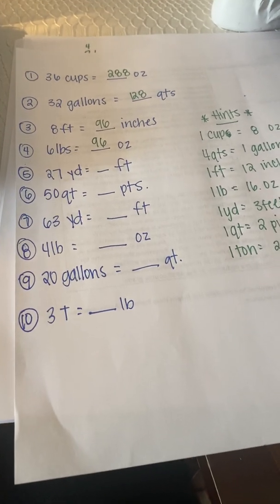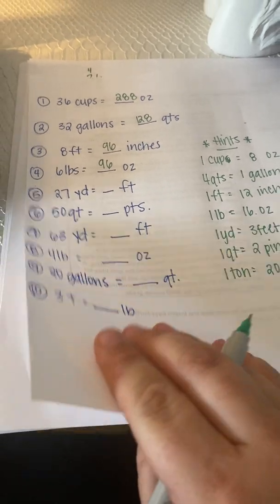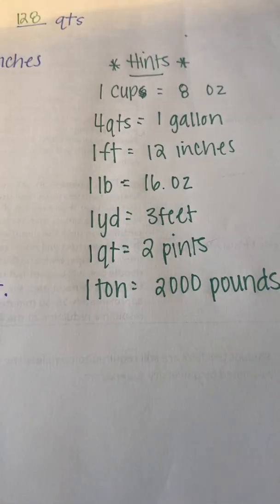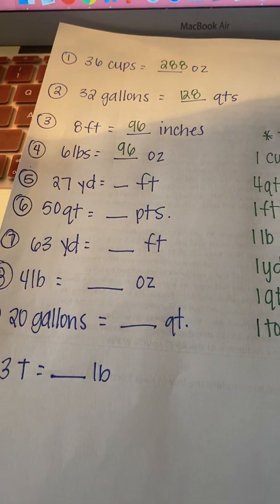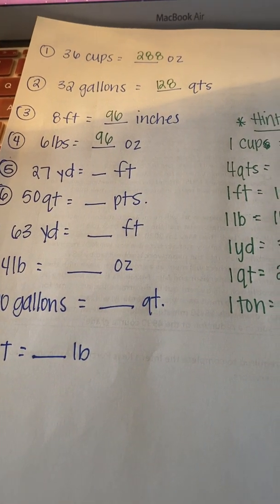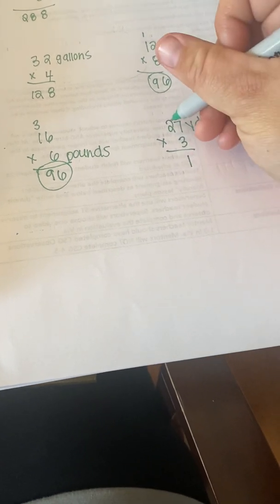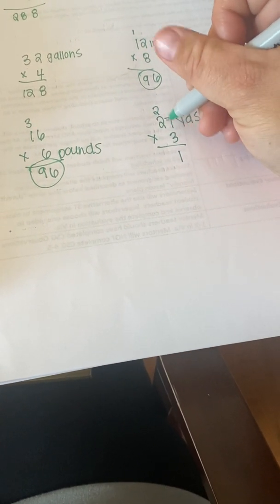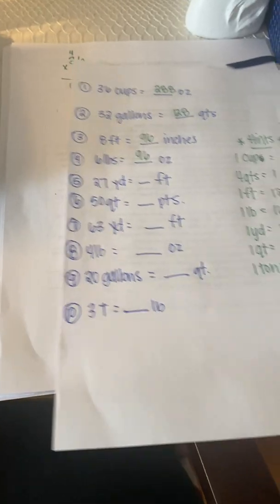All right, number 5. We have 27 yards. How many feet do we have? In each yard, we know that there are 3 feet. So we have 27 yards, and in each yard, there's 3 feet. Multiply. 7 times 3 was 21. 3 times 2 is 6, plus 2 is 8. We have 81 feet.